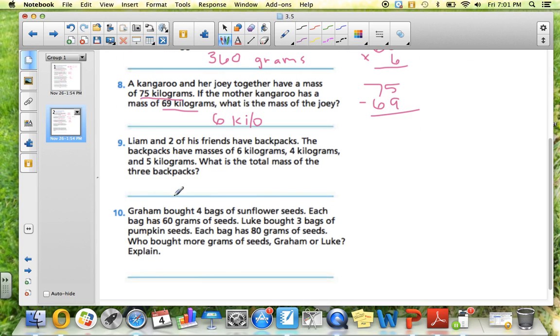Okay, number 9. Liam and 2 of his friends have backpacks. The backpacks have masses of 6 kilograms, 4 kilograms, and 5 kilograms. What is the total mass of the 3 backpacks? So we have 6, 4, and 5, and it's asking us for the total. So all we have to do is take our backpack that is 6 kilograms, our backpack that's 4 kilograms, and our backpack that's 5, and add them together. Super easy. And we get an answer of 15 kilograms. I'm only going to write kilo, but I want you to write kilograms, please.